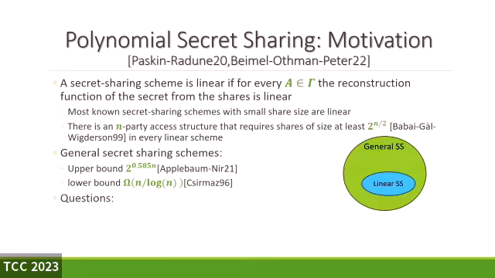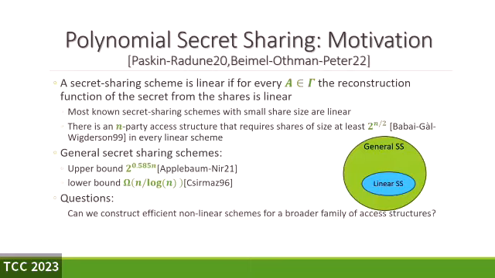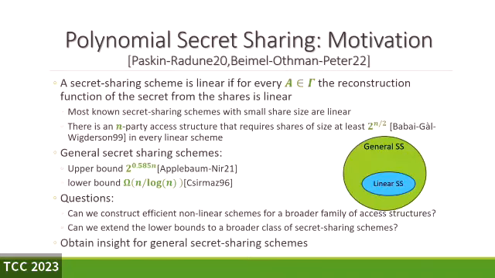So we want to ask two questions. The first is, can we construct efficient nonlinear schemes for a broader family of access structures? And the second is, can we extend the lower bounds for a broader class of secret sharing schemes? And we also want to obtain insights for general secret sharing schemes. So a good candidate to achieve these goals would be polynomial secret sharing schemes, since they lie between linear secret sharing schemes and general secret sharing schemes.